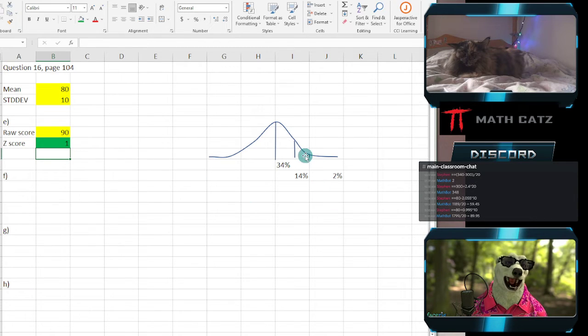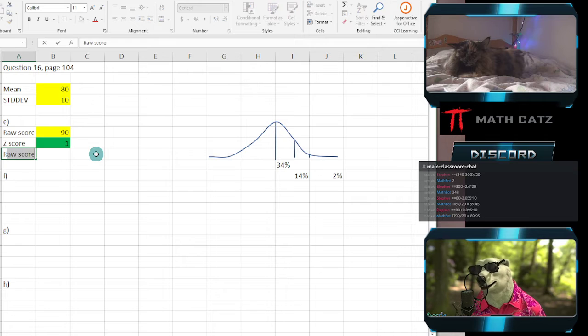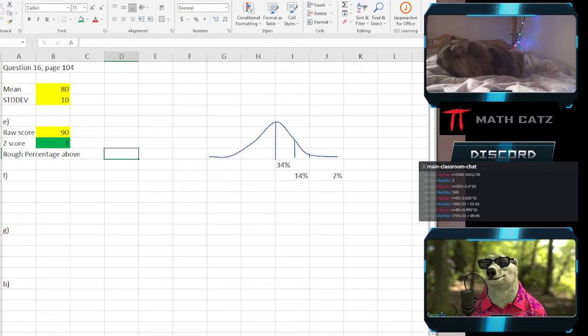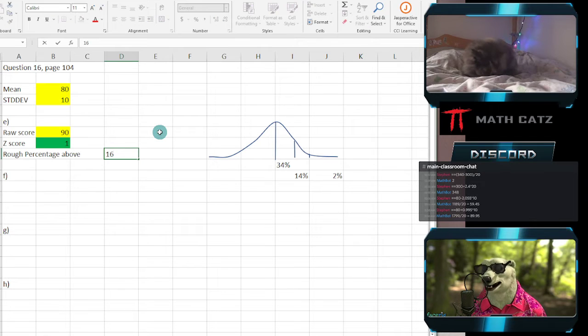So now I should put my numbers in here, but this is the 0, z-score, 1, 2, and beyond. So 1 puts us over here. So roughly, rough percentage above, let's put that over there. That's what they want, right? Above 90. Well, my z-score puts me over here. So above that will be 14 and 2%, so 16%.